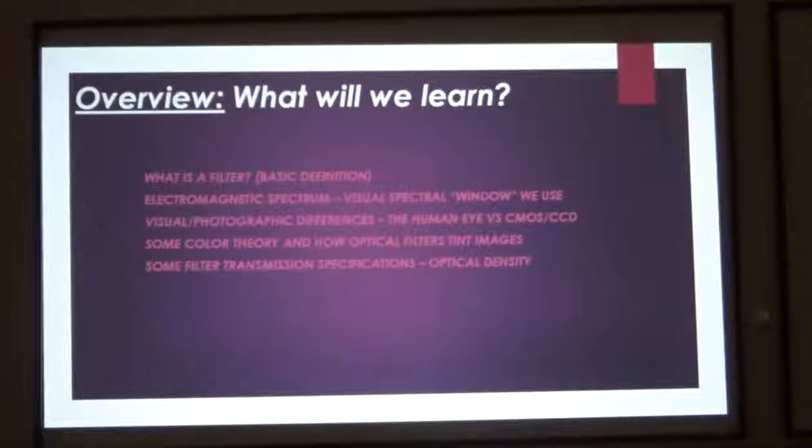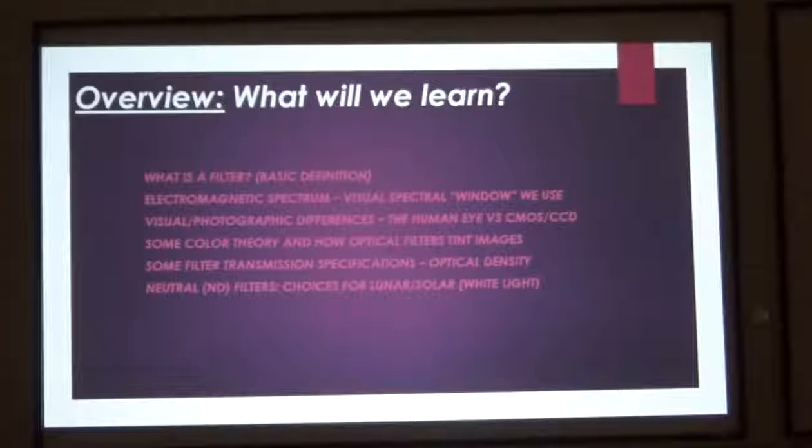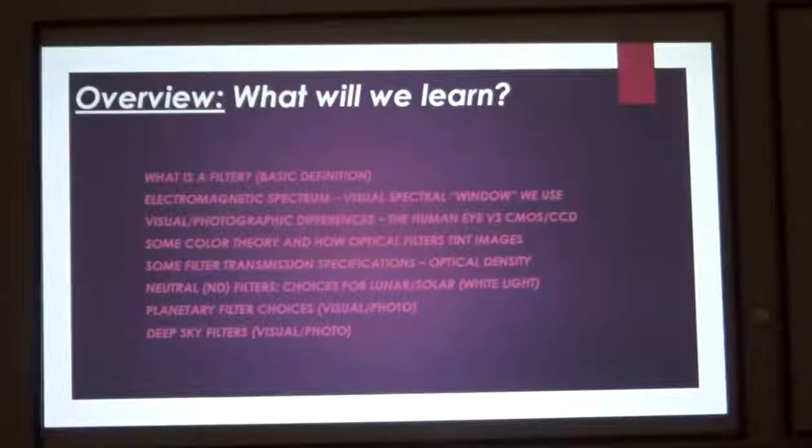In a future talk down the road, I'll do a more advanced version of this, and we'll talk in more depth about figures of merit. Tonight we'll be talking about optical density, mainly because there is some confusion in the company specs on the web, and it's important for people to know what this actually means. We'll talk about ND filters, the importance of neutral density filters, and different choices for lunar and solar observing, mainly on the white light side. Then some planetary filter choices and deep sky filter choices. This is just an introduction, so it's by no means fully comprehensive. It's just to give everybody a guide in the group.